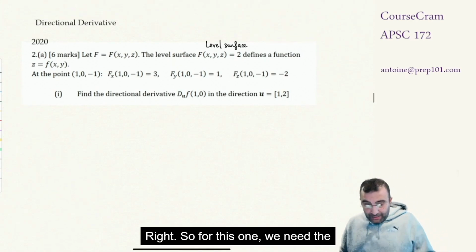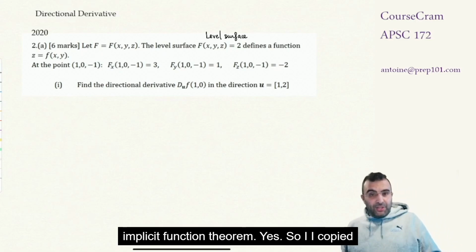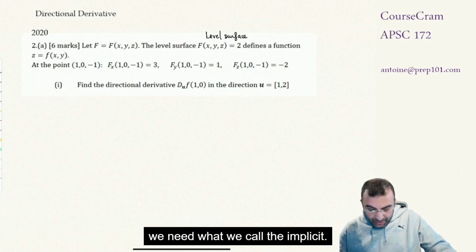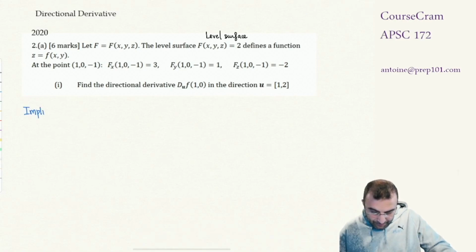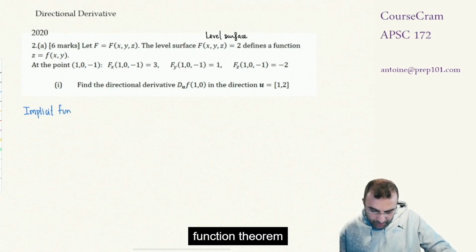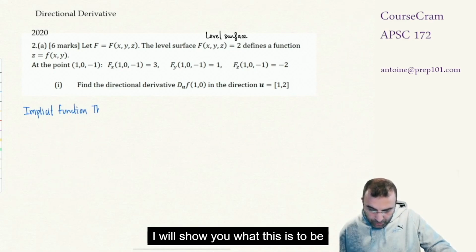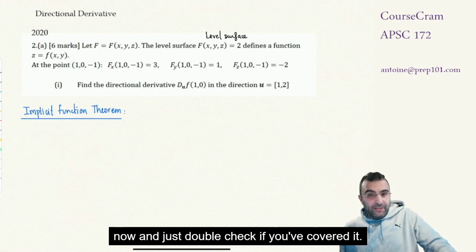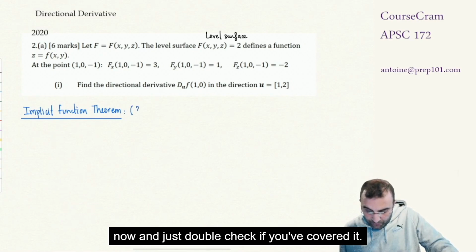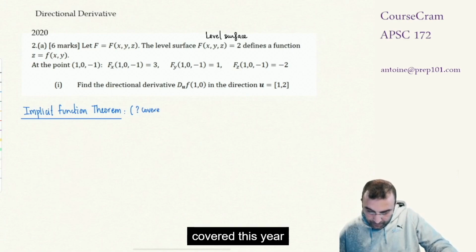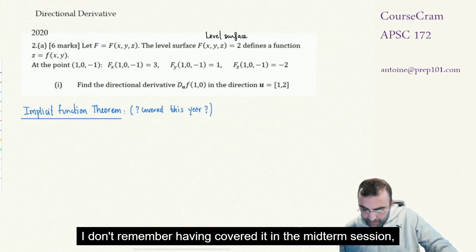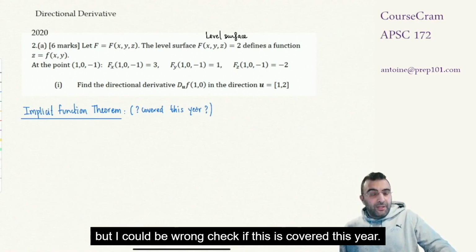Right, so for this one we need the implicit function theorem. Yeah, so I copied everything we need. So for this one we need what we call the implicit function theorem. I will show you what this is. To be honest, I didn't explain that to you earlier. I will explain that to you now. And just double check if you've covered it this year. I don't remember having covered it in the midterm session, but I could be wrong. Check if this is covered this year.